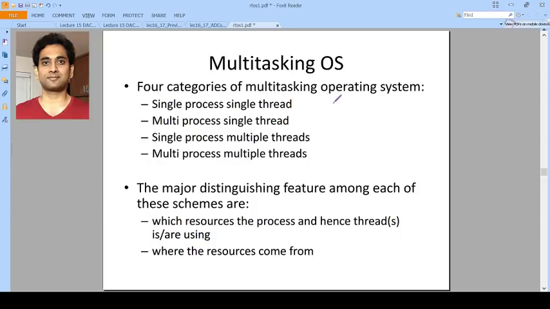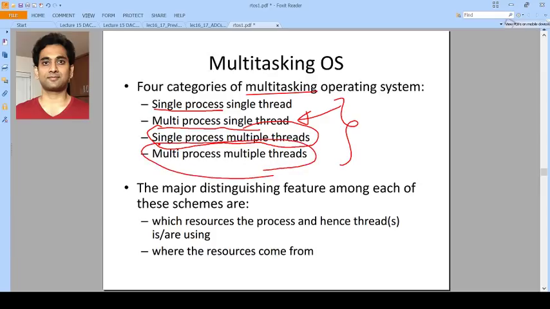Now, there can be different kinds of systems. There can be four categories of multitasking operating systems. There can be a single process, single thread system, which we saw earlier. And then there can be multi-process single thread systems, and single process multiple thread systems, which we just saw earlier, and then multi-process multiple thread systems. The fundamental distinguishing feature among each of these schemes is what resources the processes and threads are using and where the resources come from. So they're different for different schemes.